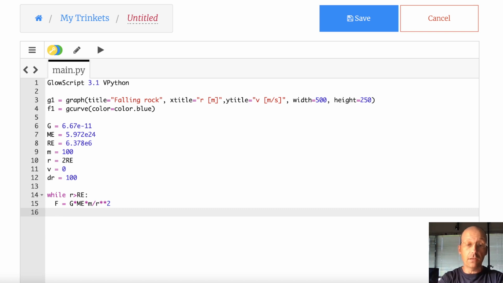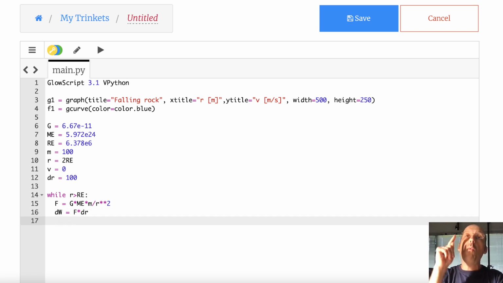I can calculate the piece of work during that step. dW equals F times dr, right? Because dr is moving towards the Earth, which would be down, I guess, this way. And the force is too, so they're in the same direction. So it's a positive number. I calculate the magnitude of the gravitational force as a positive number, and then dr is a positive number, so the work is positive.